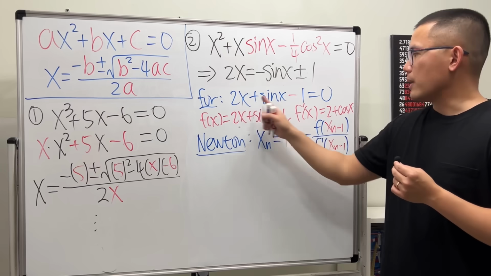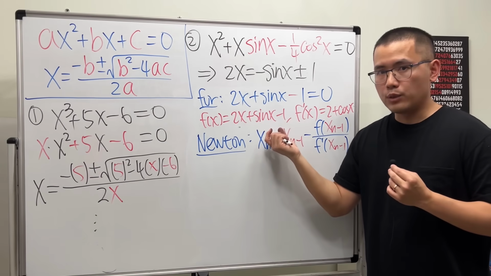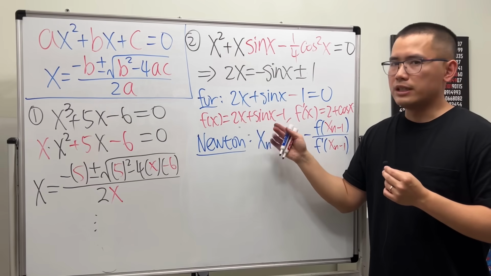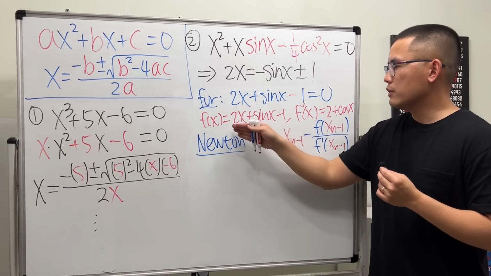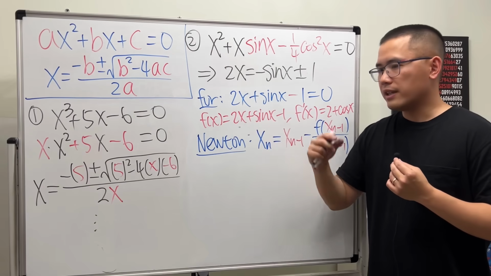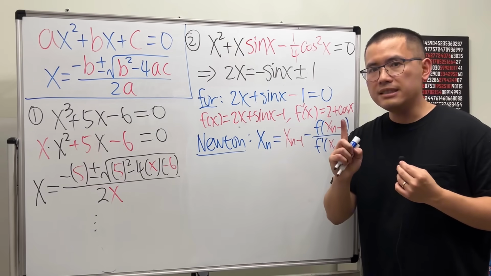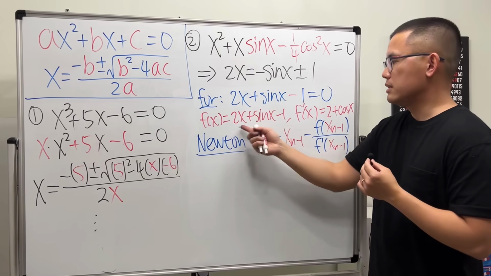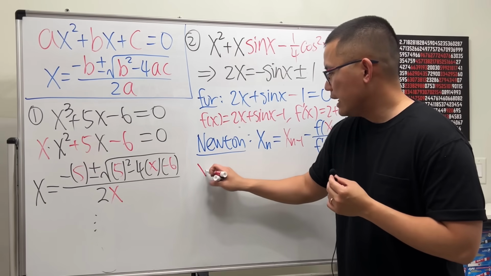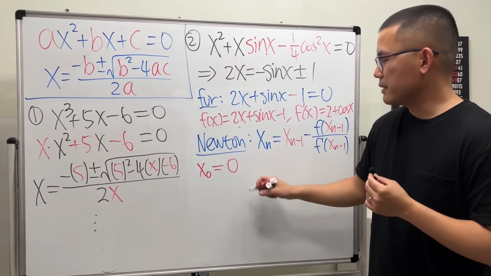And if you look at this function here, when x is equal to 0, the result is negative 1. And when x is 1, this is 2 already, sine of 1 is positive, and then minus 1, for sure, we get positive. So we know f changes from negative to positive from 0 to 1. That means there must be an answer between 0 and 1, because this is a continuous function. So I'm just going to start with x0, my initial guess, to be 0. So this is my pick.